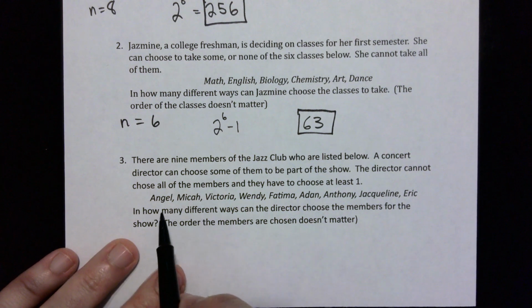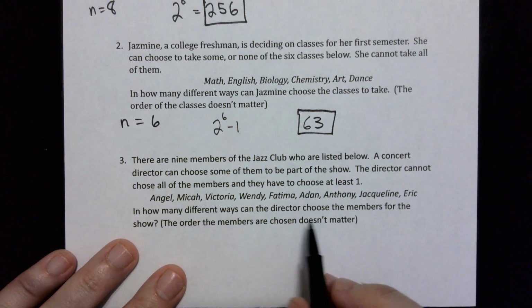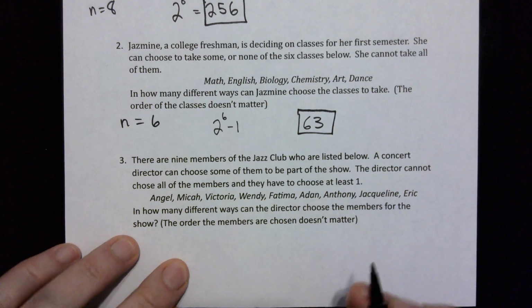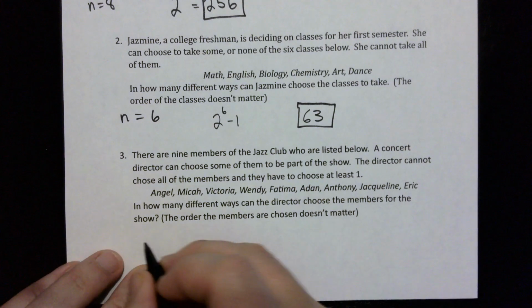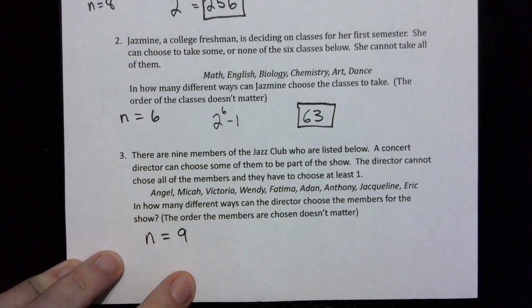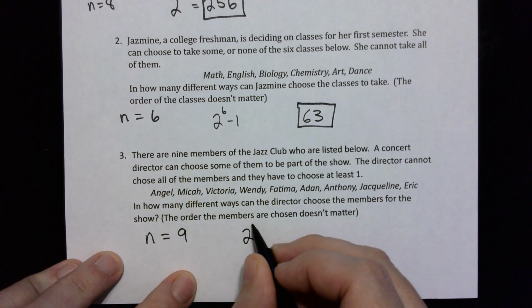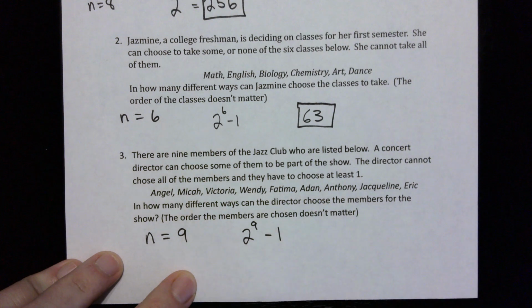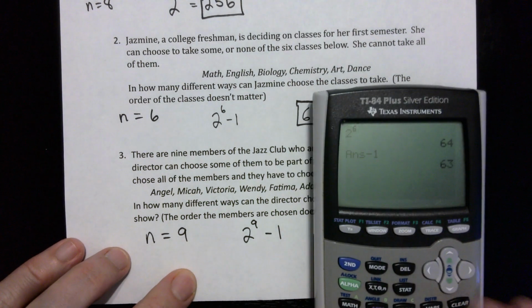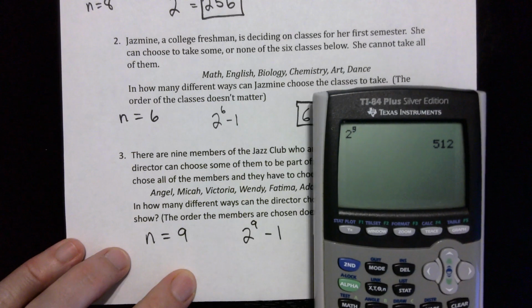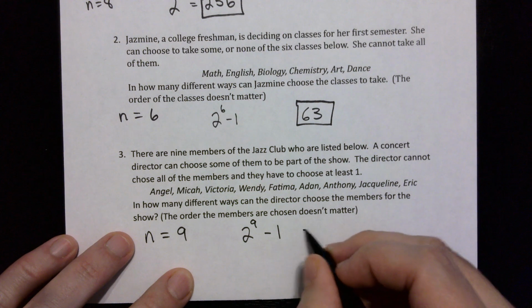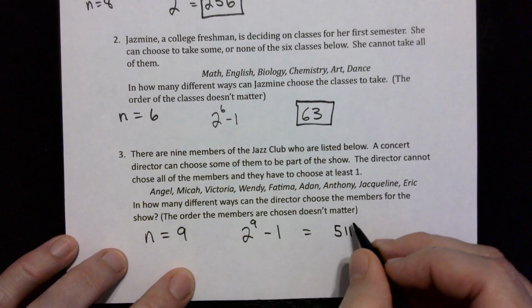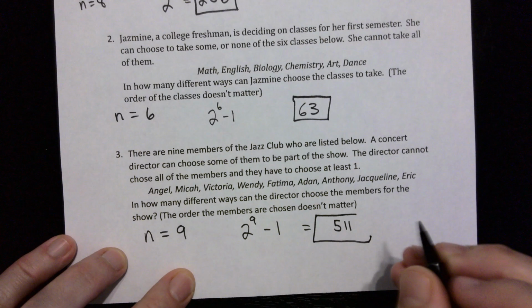Okay, so we just need to count: Angel, Micah, Victoria, Wendy, Fatima, Aiden, Anthony, Jacqueline, Eric. 1, 2, 3, 4, 5, 6, 7, 8, 9. There are 9 elements, so n is equal to 9. That's how many elements we have. And how many subsets can we have given these restrictions? It's going to be 2 to the 9 minus 1 because we can't choose them all. Let's go to our calculator again. 2 to the 9 is 512. Then we subtract 1 and we get 511. So our answer is 511 different ways of setting up the jazz club.